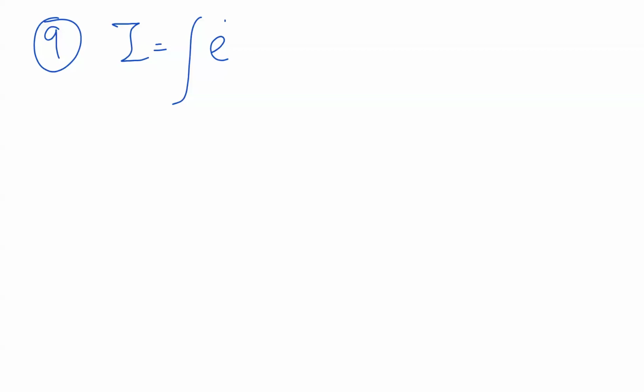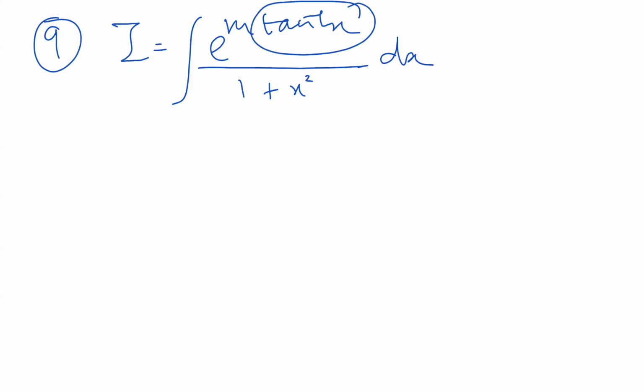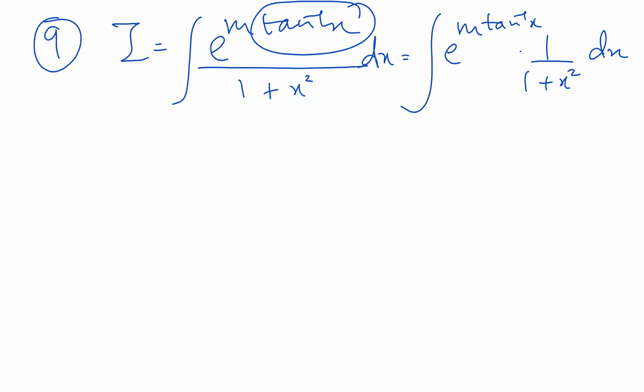Okay, e raised to m tan inverse x, 1 plus x square. Now the derivative of tan inverse x is present in the problem, 1 upon 1 plus x square. So I'll just express this in another format. I'll write this as e raised to m tan inverse x times 1 upon 1 plus x square dx. Equation number 1.